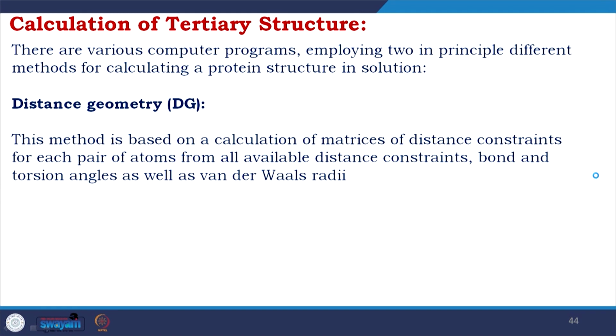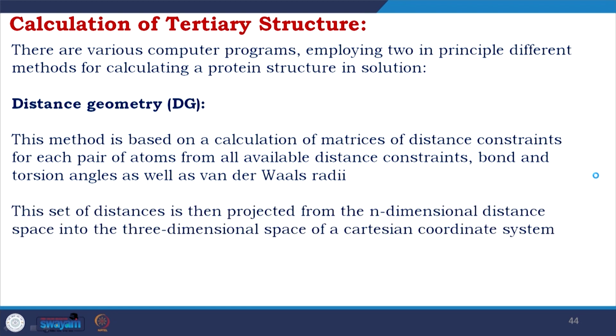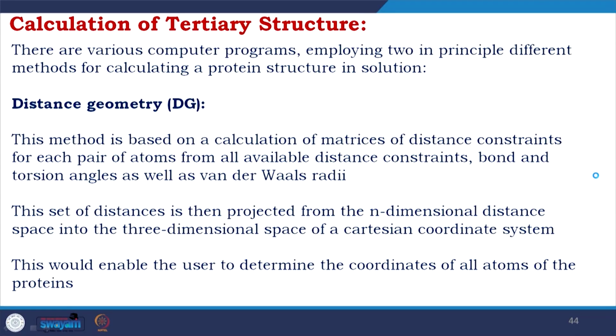This method is based on a calculation of matrices of distance constants for each pair of atoms from all available distance constants, bond and torsion angles, as well as van der Waals radii. This set of distances is then projected from the n-dimensional distance space into the 3-dimensional space of a Cartesian coordinate system. So, when you take them, they go for infinite possibility. So, you have an n-dimensional space and now you restrict that to the 3-dimensional space, that is the goal. This would enable the user to determine the coordinates of all atoms of the protein.